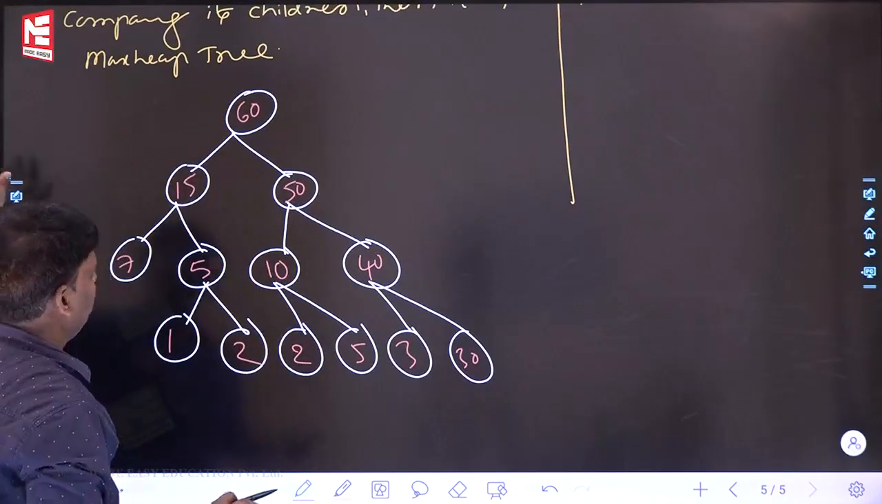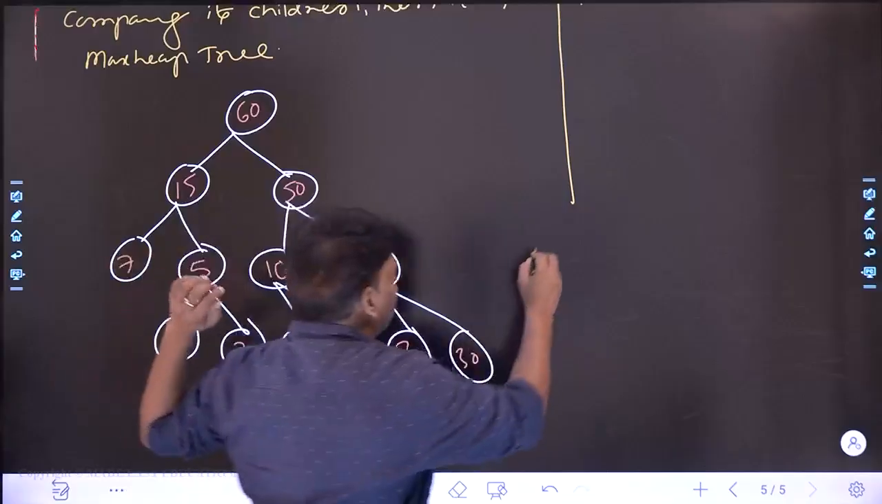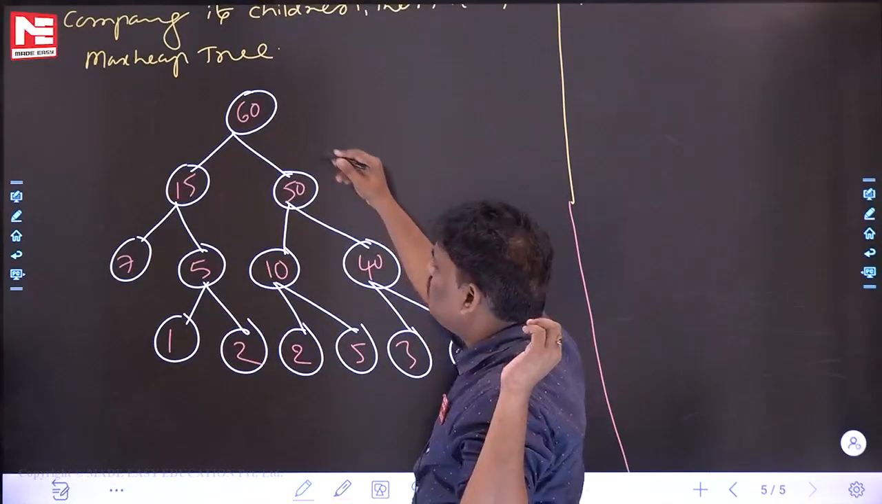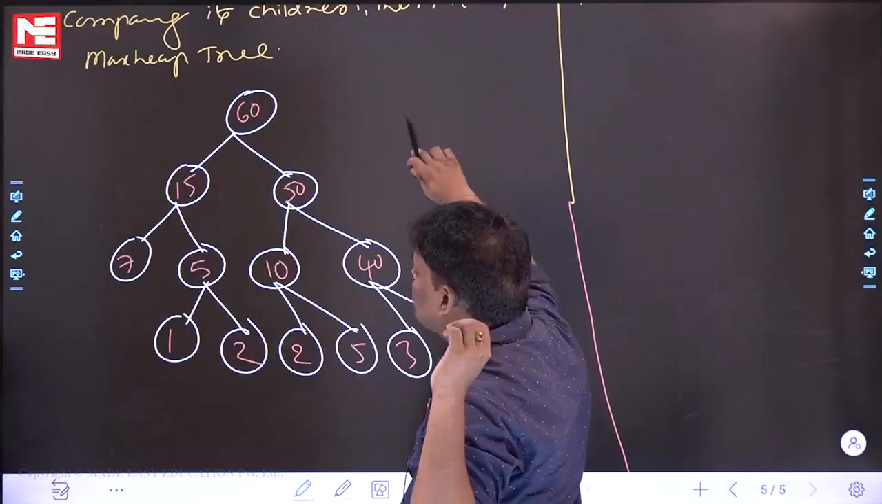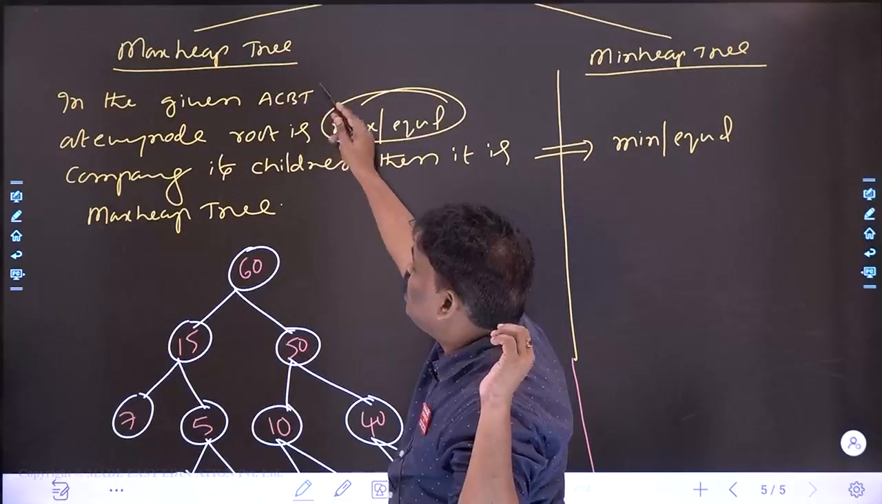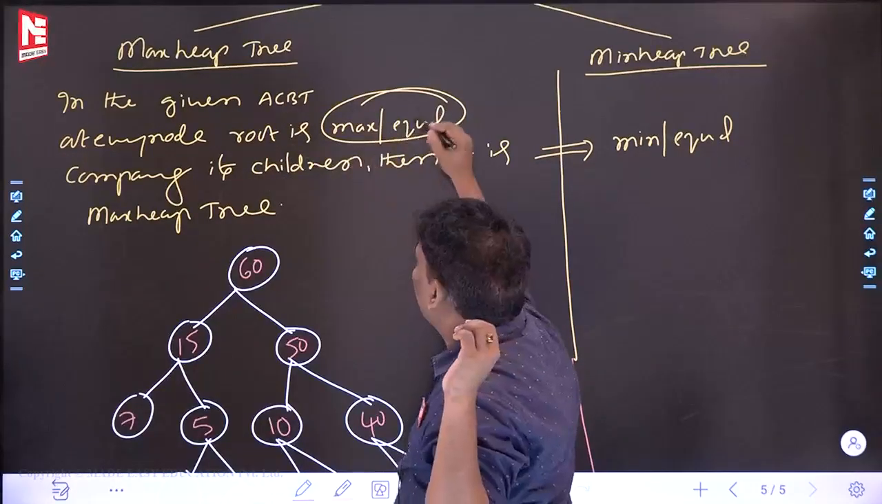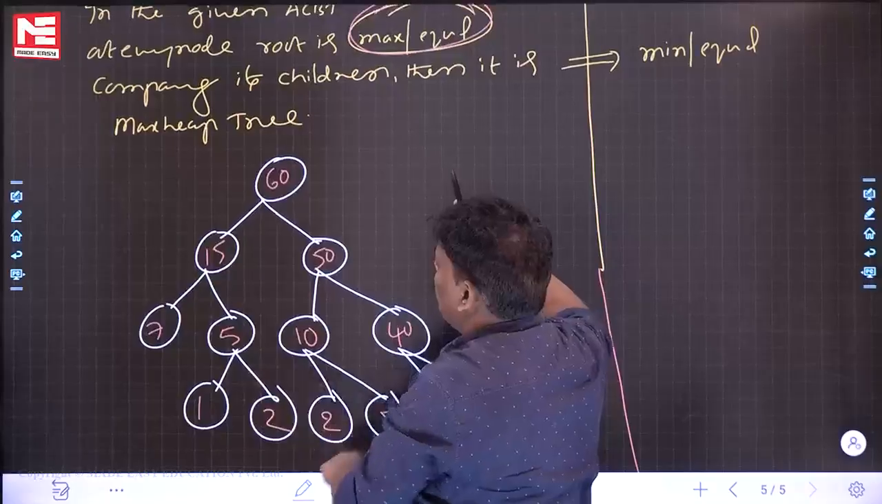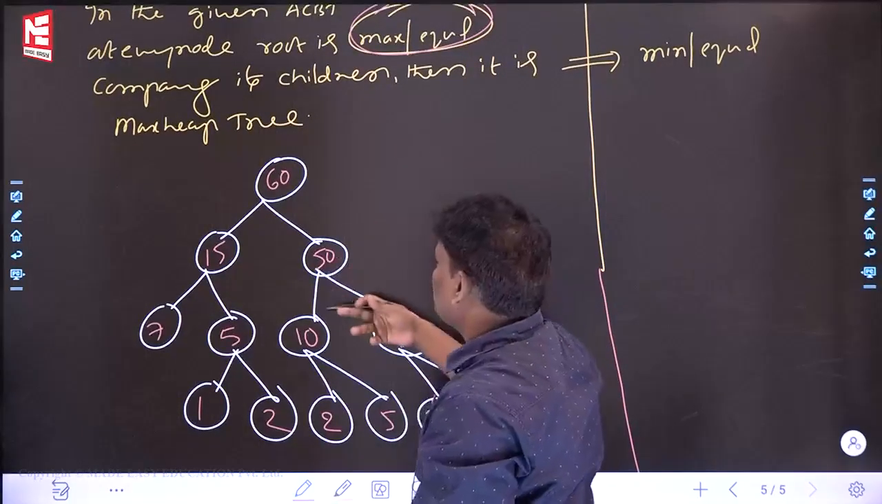Everywhere it is satisfied. Now can you help me with one small thing? I have given one example to you. Please help me: is it a max heap tree or not? What is the max heap tree definition? In the given almost complete binary tree, at every node root is maximum or equal comparing its children, then it is called a max heap.